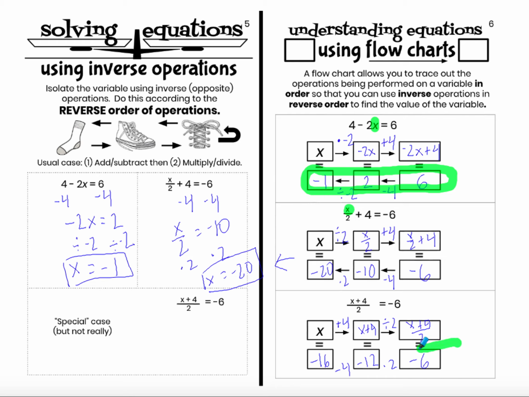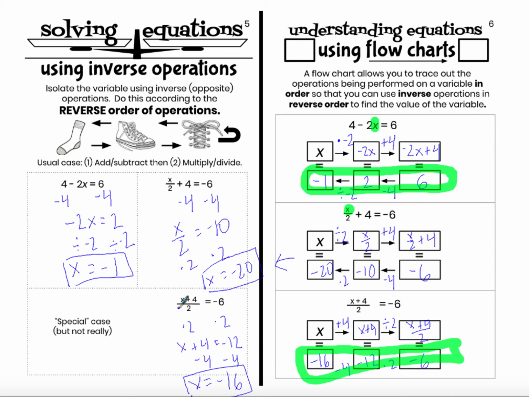Again, I can use this bottom row of my flow chart to help me solve the equation algebraically. So my first step, times 2, leaves me with x plus 4 equals negative 12. My second step, subtracting 4, gives me x equals negative 16. Now if I were to plug that in, negative 16 plus 4 is negative 12, divided by 2 is negative 6, and that works.